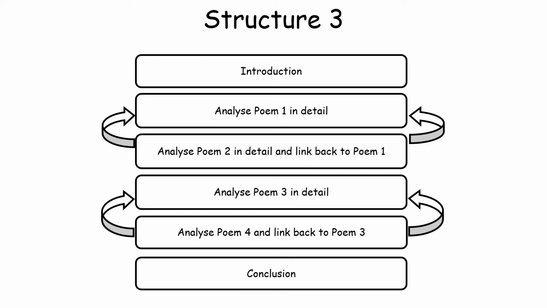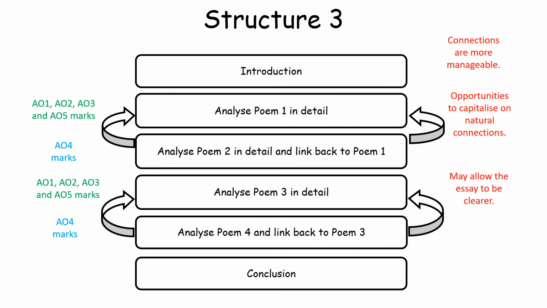Now, again, this has drawbacks as well, because again, we're focusing on the analysis of poem 1 and poem 3 in isolation and only bringing in those connections later, but this structure can work. You'll notice that this student is getting AO1, AO2, AO3 and AO5 all the way through the essay, and they have built in those opportunities to get in specific AO4 marks, and this way they're only ever flicking back between 2 poems. They're not trying to flick their books between 4 poems all at the same time.